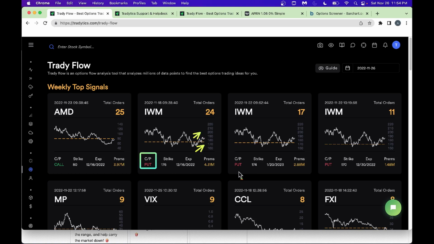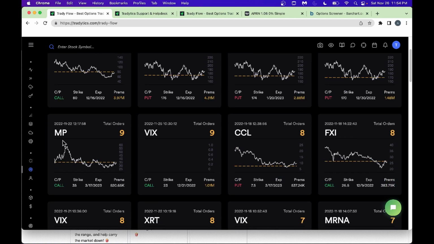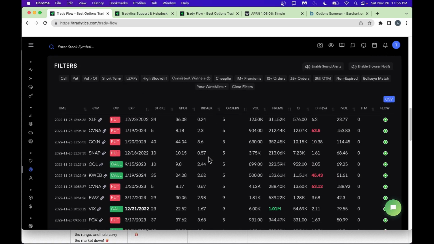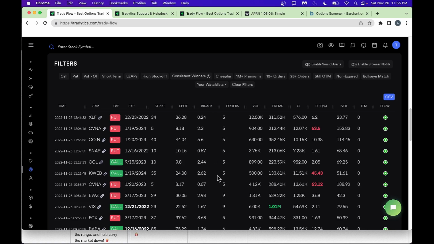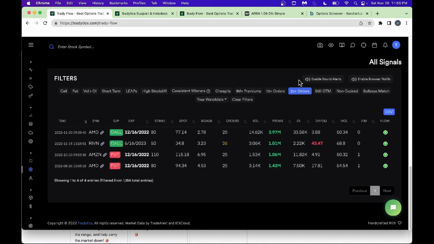And with these big indices, I would not play a put option buying strategy in this market. Instead, I would look at the call option buying strategy in stocks like MP Materials here. We got 9 orders here, and we got VIX and so on and so forth. What I typically do is I don't look at this one. I look at this one right here. This is a great one here. It kind of gives you all the information. So what I would do is really start with the 25 plus orders to get my signal here. I say 25 plus.